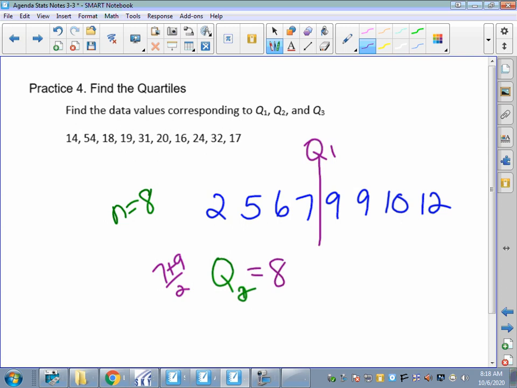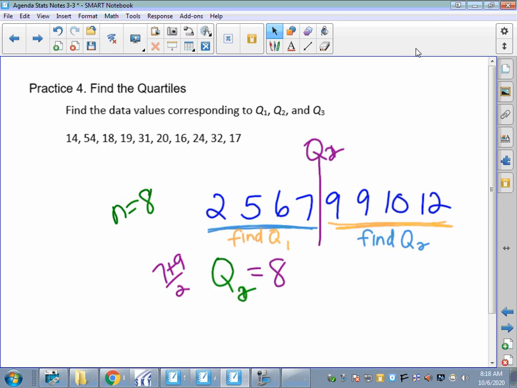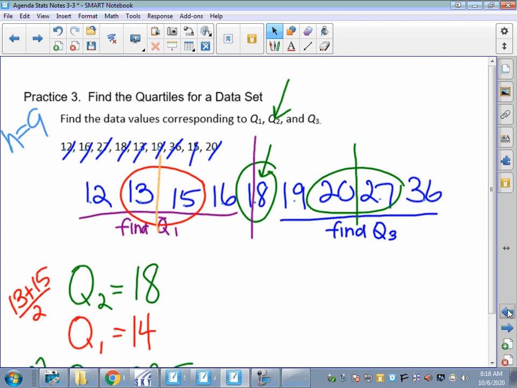That line does not fall on top of a number, so when I go to find my Q1, I'm going to include the 7. When I go to find my Q3, I'm going to include the 9. So if it falls in between 2 pieces of data, you've got an even number of data, you do not cross it out. If it falls right on top, an odd number of data like this 18, I just take that right out and find my Q1 and Q3, eliminating that 18. So that seems to be the biggest question people have.